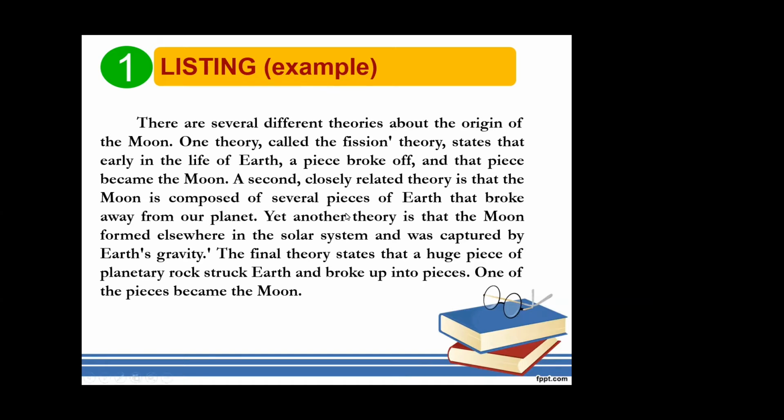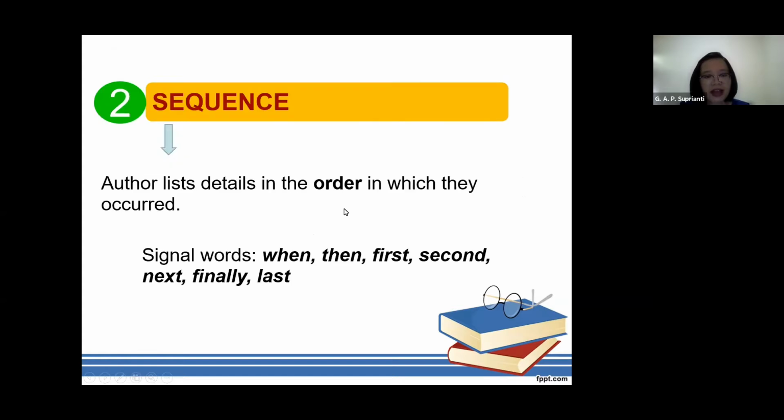Okay, I'm going to continue to the next pattern, that is sequence. So in sequence, there is a list, the same as listing. But the difference is that the order of the list, the order of the information, cannot be changed, because when it is changed, it will affect the meaning. The signal words can be when, then, first, second, next, finally, and so on. To be more clear about the sequence pattern, you can read this paragraph.